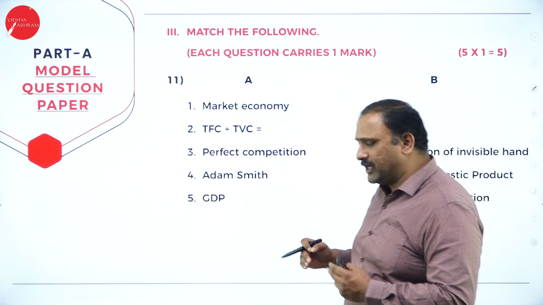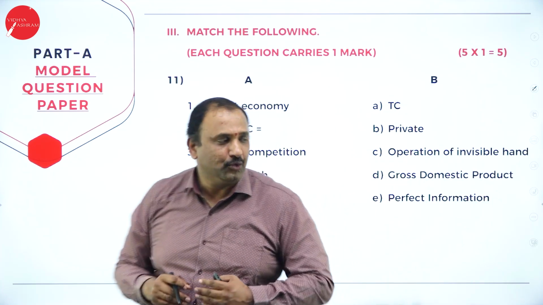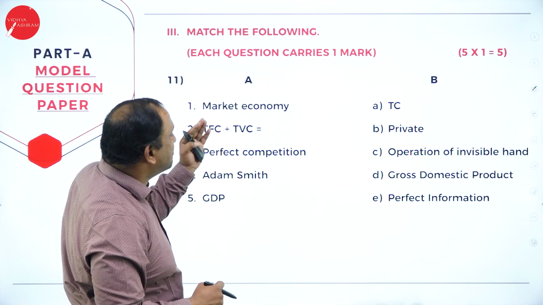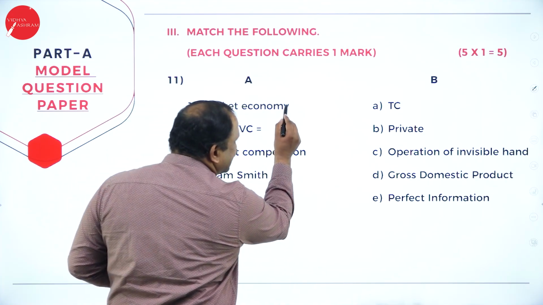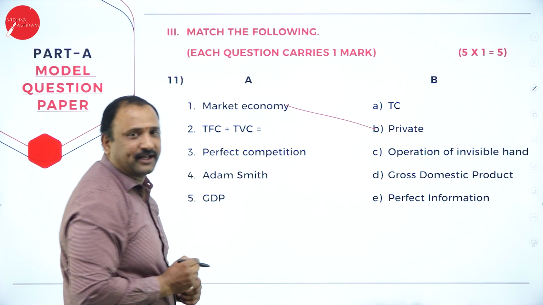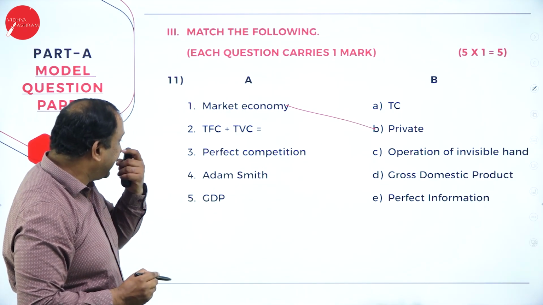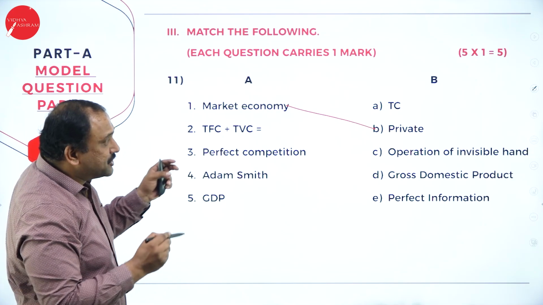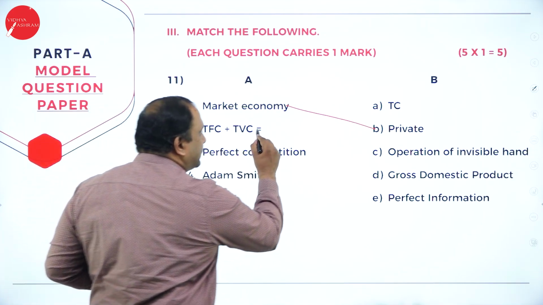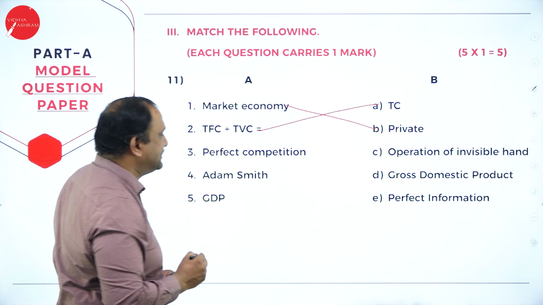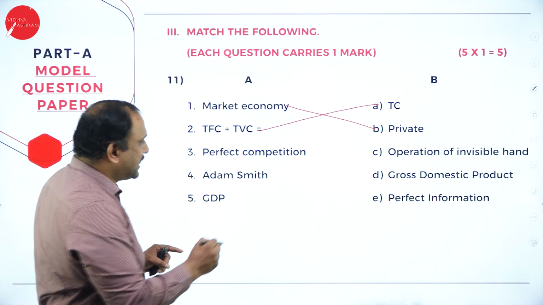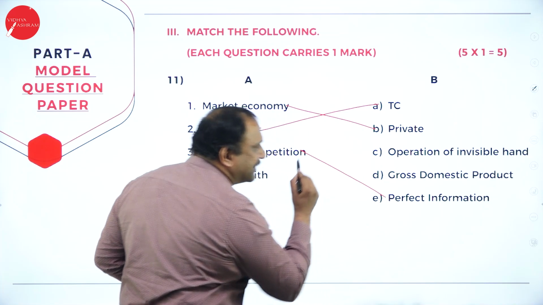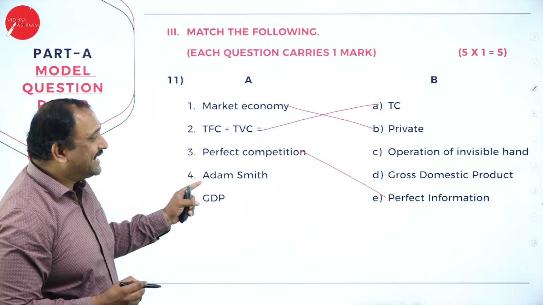Now, match the following, which is going to be very, very easy for you. First question, it is market economy. The moment it's market economy, it is run by the private organizations. Next one, TFC plus TVC. So what does that lead into? Total cost. You get the second answer there. Perfect competition. What is perfect competition? That means there will be perfect information. Now the next one, Adam Smith.